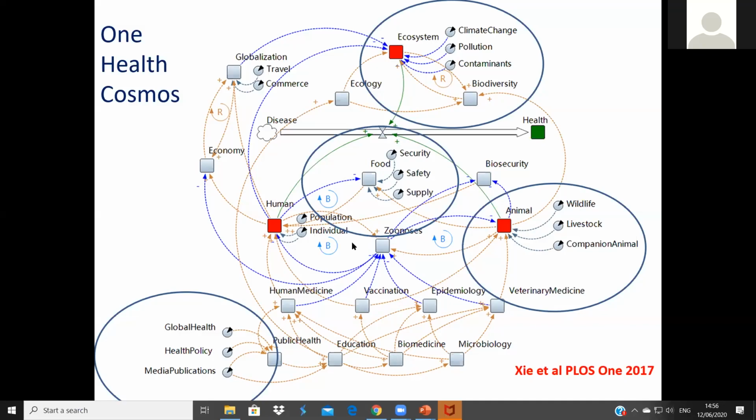So whenever we have any disease which is coming up, either it is food. Say we take the example of COVID-19 or SARS coronavirus 2, whether it has come through food or directly, I don't know. I don't want to comment about that. But animals were involved. It's a zoonosis, and then human public health, education, biomedicine, microbiology, veterinary medicine, epidemiologists, vaccination, everybody has come into action.